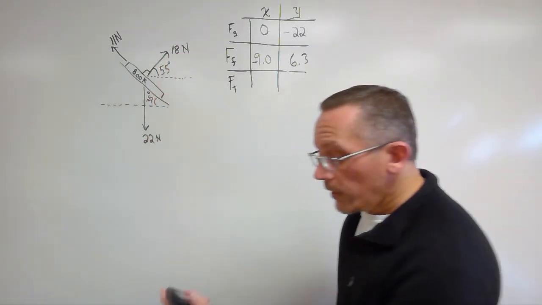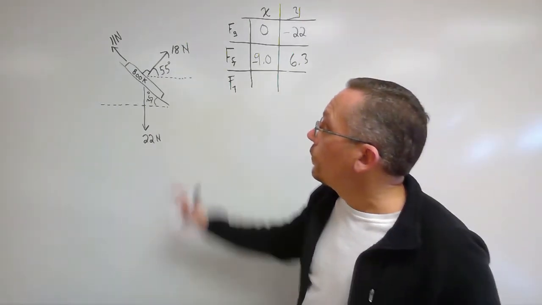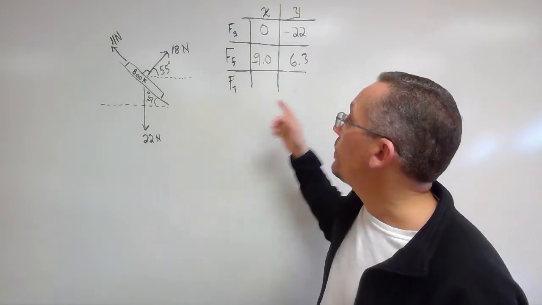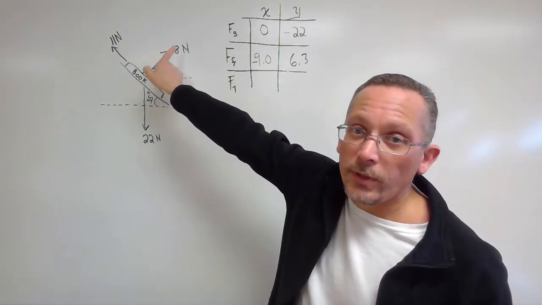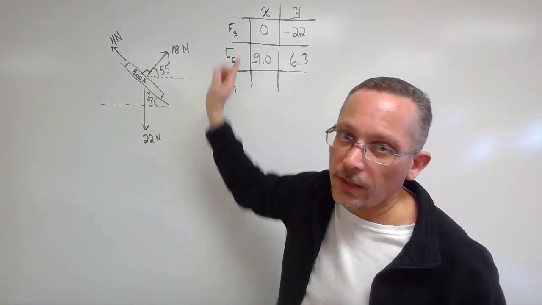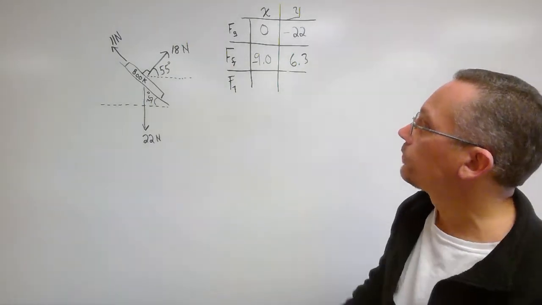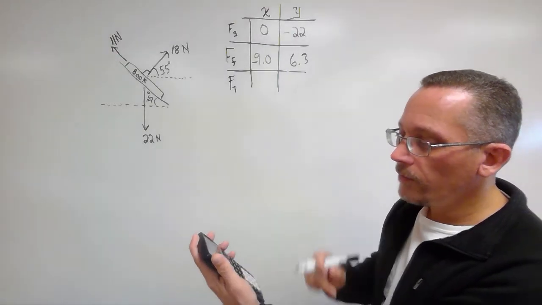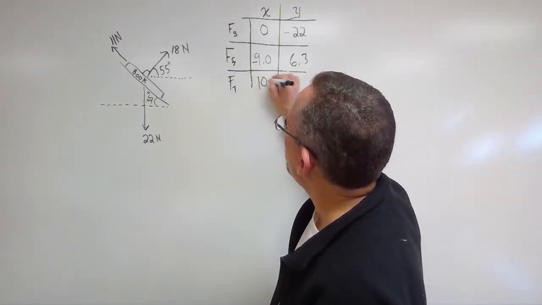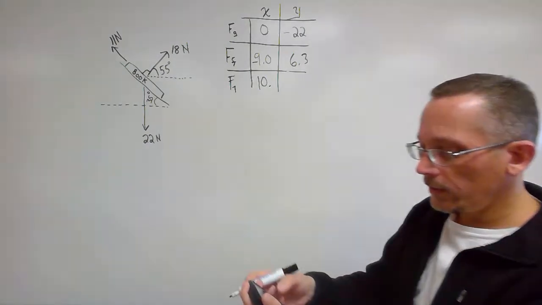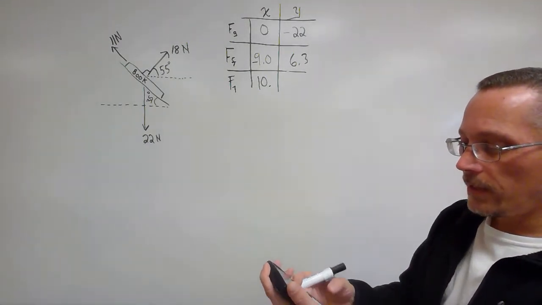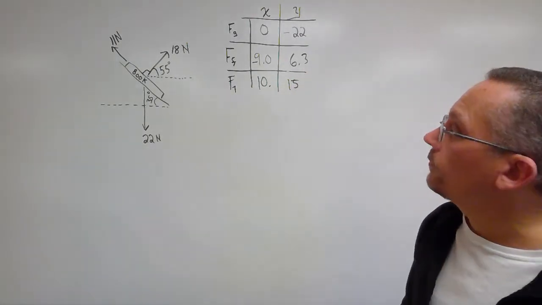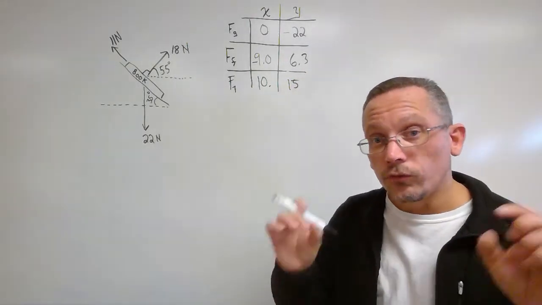So now to figure out the components, we'll just take 18 times the cosine of 55, and then 18 times the sine of 55. And these should both be in the positive direction. See, it's to the right and it's up, so they should both be in the positive direction. So 18 times the cosine of 55, that's about 10, two significant figures there. And 18 times the sine, that's about 15. Okay, so we've got our three vectors resolved.